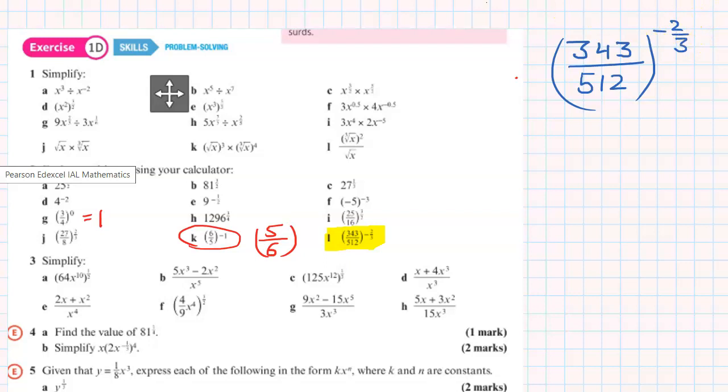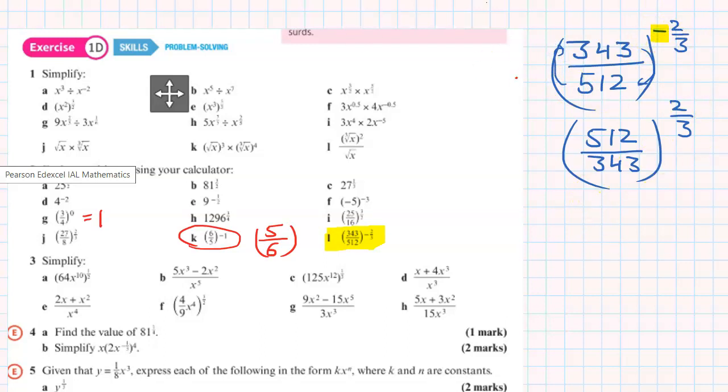Now the first thing we are going to do is this minus. This minus is going to make the whole thing a reciprocal. So I can write this number as 512 over 343 to the power 2 over 3. So this negative in the power has made the numerator a denominator and the denominator a numerator. This will come here and this will go there because of this negative sign.